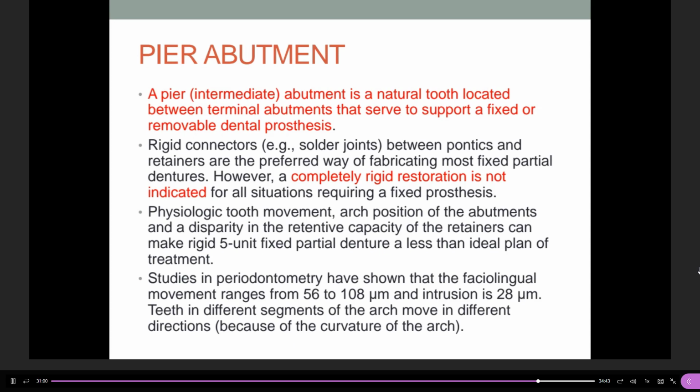Now we'll learn about pier abutment. What is a pier abutment? Pier abutment is nothing but an abutment with edentulous space both mesial and distal to it. So in this situation, there is one missing tooth on the front of the abutment and one on the posterior side. So what happens when you have a pier abutment situation?